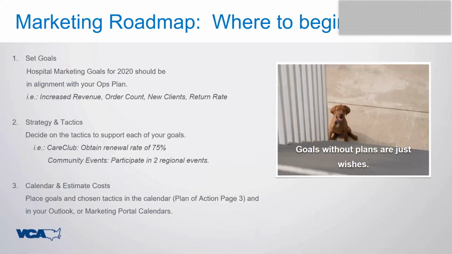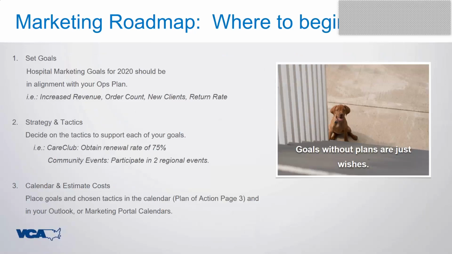Then we're going to focus on the strategies and the tactics that are going to be able to help you achieve that goal. So one of the strategies might be Care Club, and your plan for Care Club might be to obtain a renewal rate of 75% throughout the year of 2020.